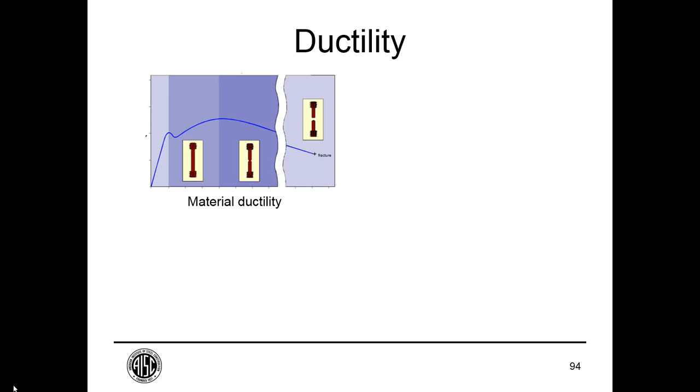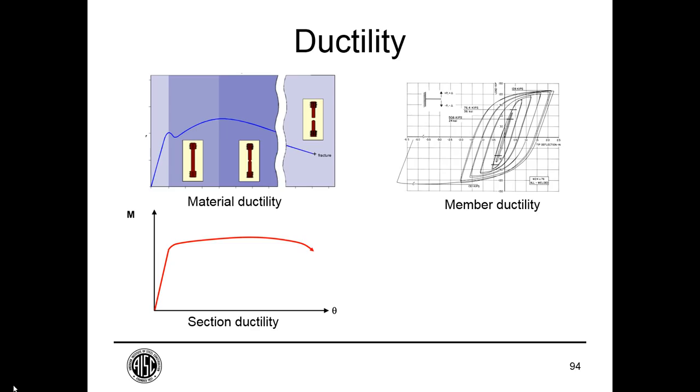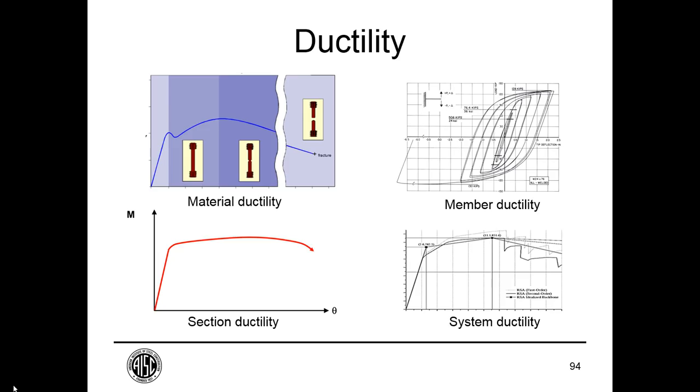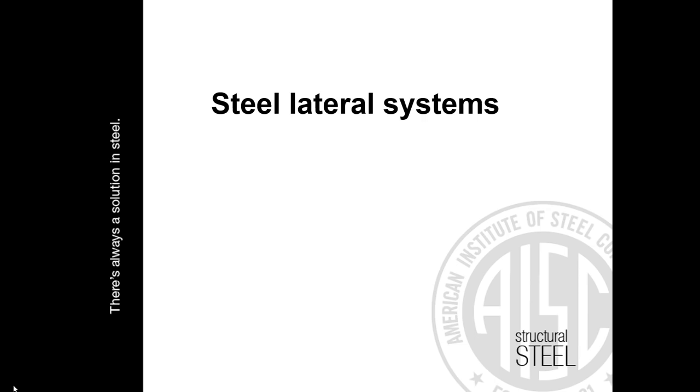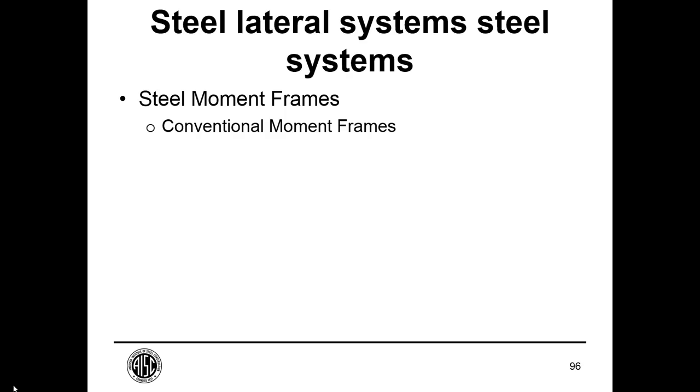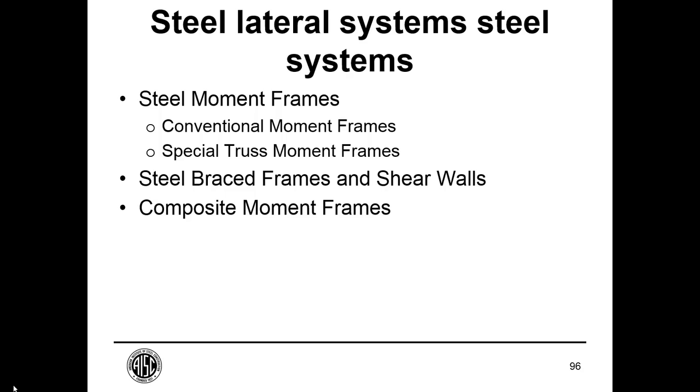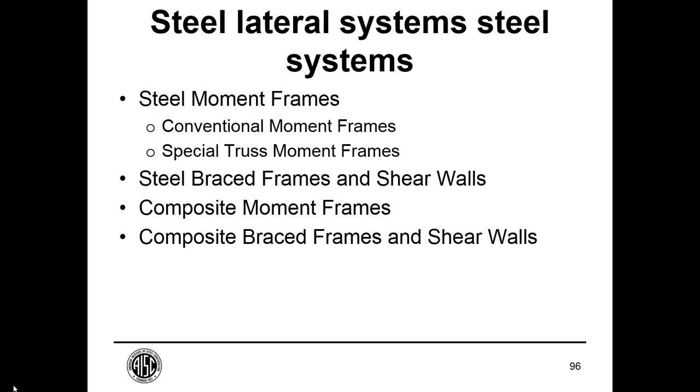Okay, so we started with a ductile material. We selected ductile sections. Now we configured them in ductile members, made sure our connections were strong enough, and proportioned them into a ductile system. That's how we intend to get system ductility. We'll talk a little bit now about steel lateral systems, moment frames. We have conventional moment frames, truss moment frames. We have braced frames and shear walls, and composite moment frames, and composite braced frames and shear walls. We're not going to talk about all of the systems, just the major steel ones, and we'll steer clear of the composite ones for the moment.